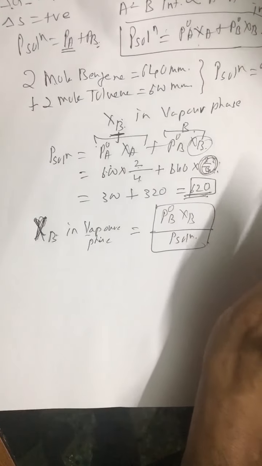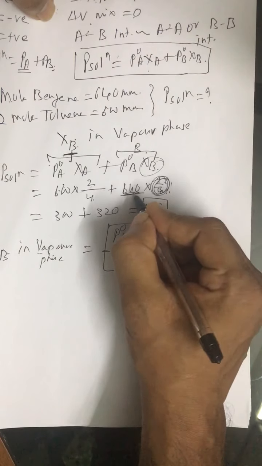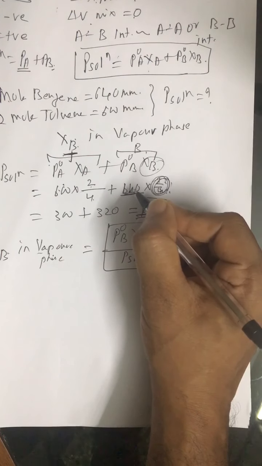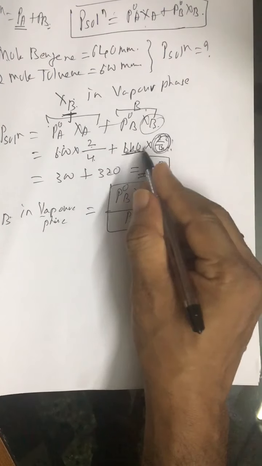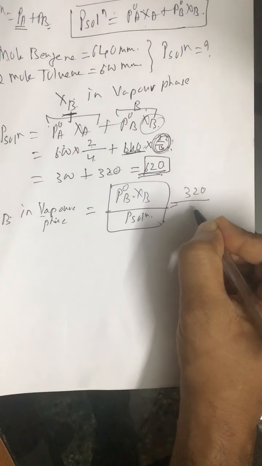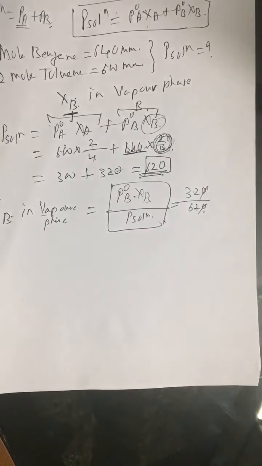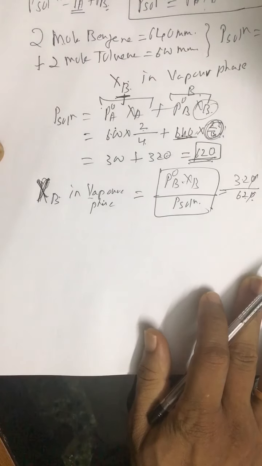Alright, now the point is, since the vapor pressure of benzene is more, that means the escaping tendency of benzene is also more, and in vapor phase we will be having greater number of moles of benzene. So this is now 320. Alright, this is 320 divided by 620. So see, it is now 32 by 62. It is more than 0.5. So this is it. So these kind of questions are asked in examination.